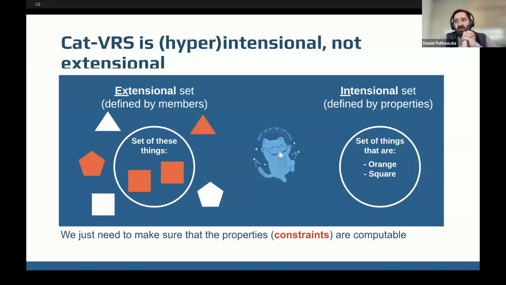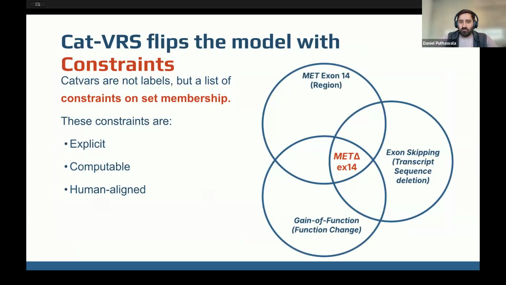So the answer to our earlier problem was to not be extensional, but to model categorical variants intensionally. What that means is instead of listing out the members of each categorical variant, to instead define each categorical variant by its common properties, by the properties required of all its members. So an intensional set example is here on the right side, where instead of saying the set of these things, we're saying the set of things that have these properties, that are orange and square. And as long as we can make those properties computable, understandable by computers, we're good, right? We can represent categorical variants that way. And so that's what we did.